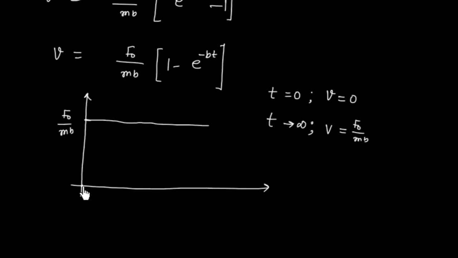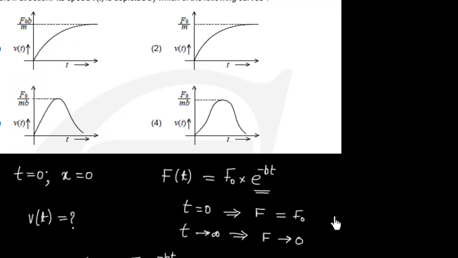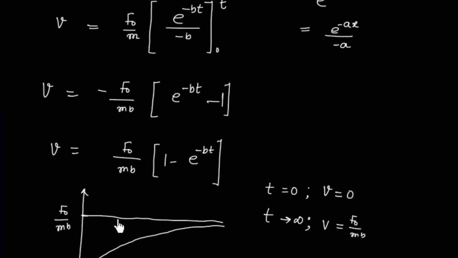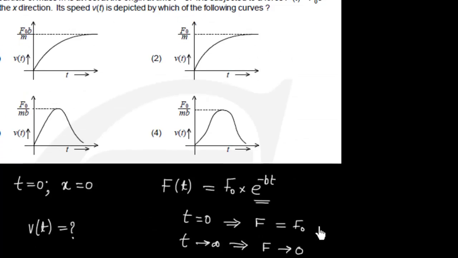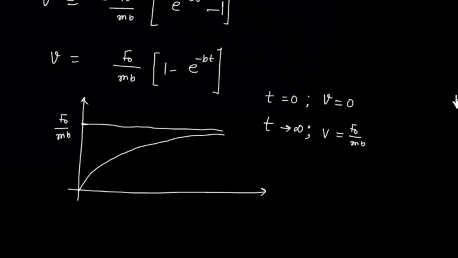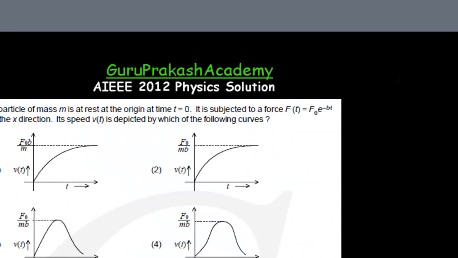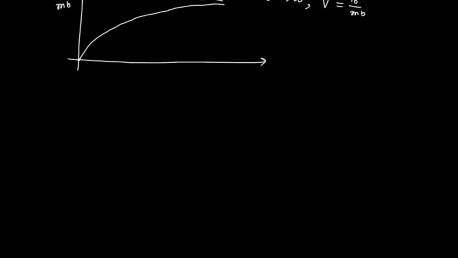Now this is 0 velocity, so what will happen? This graph will be asymptotic. When t is infinite, it will reach this line. So this kind of graph we will have, and that is the case in option number 2. The intercept is F naught by mb. So in this case, the answer is B. Option B is F naught by mb, so option B is the right answer. That is option number 2.